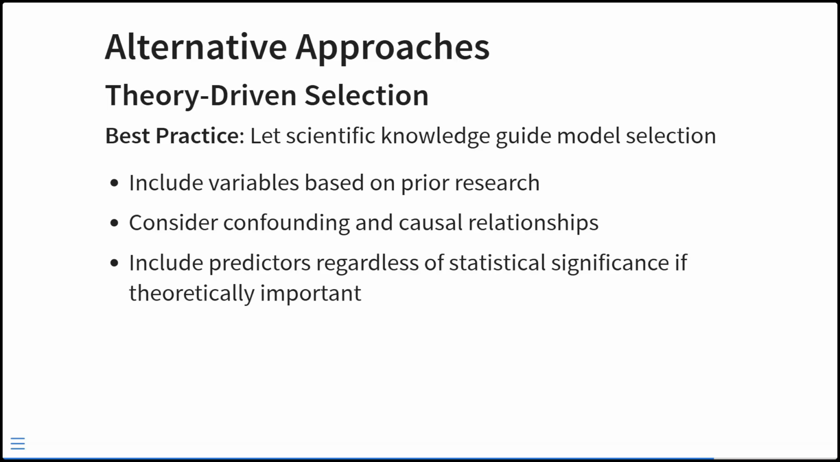We have alternative approaches such as theory-driven selection. You let scientific knowledge guide model selection. You don't just add or remove predictors anyhow. You have to look at previous literature and real-life case studies to see what the predictors are for your outcome. You include variables based on previous research and consider confounding and causal relationships. You also include predictors regardless of statistical significance if they are theoretically important. So even though a predictor is not statistically significant, you add it if it is theoretically important, because it may confound other predictors in your model.